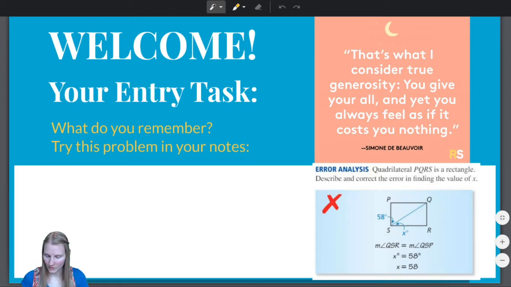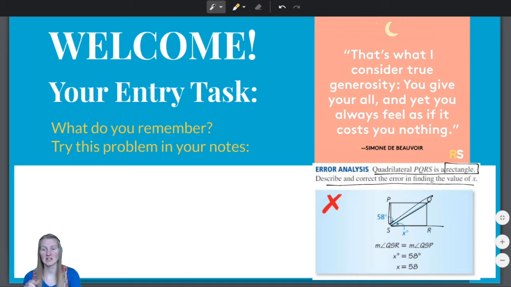Okay, we want to describe and correct the error in finding the value of x. And we are told that quadrilateral PQRS is a rectangle. That's important. So, they drew a diagonal of this rectangle from Q to S, and they said that because PSQ is 58, that must mean that QSR is 58, because QSR and QSP have the same measure. Is that true? Is that true for a rectangle?